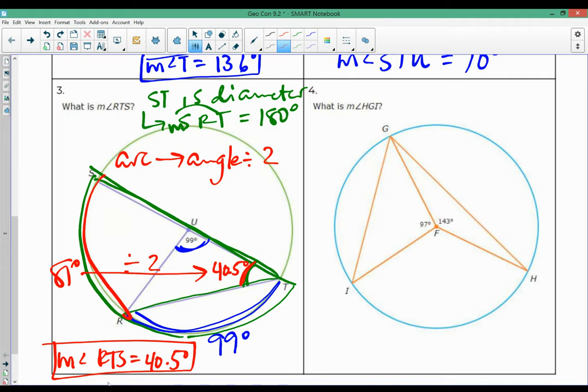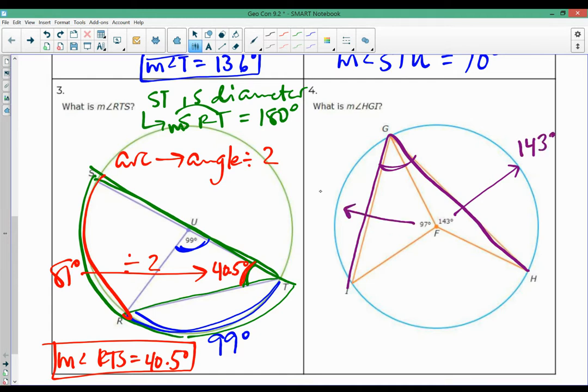Now I'm looking, this is some pretty colors. I'm looking for the measure of angle HGI. So tracing that HGI, that's an inscribed angle. All of these are inscribed angles that we're looking at. So first, 143, that's a central angle. So that means this arc is 143 degrees. 97 is a central angle. That means this arc is 97 degrees.